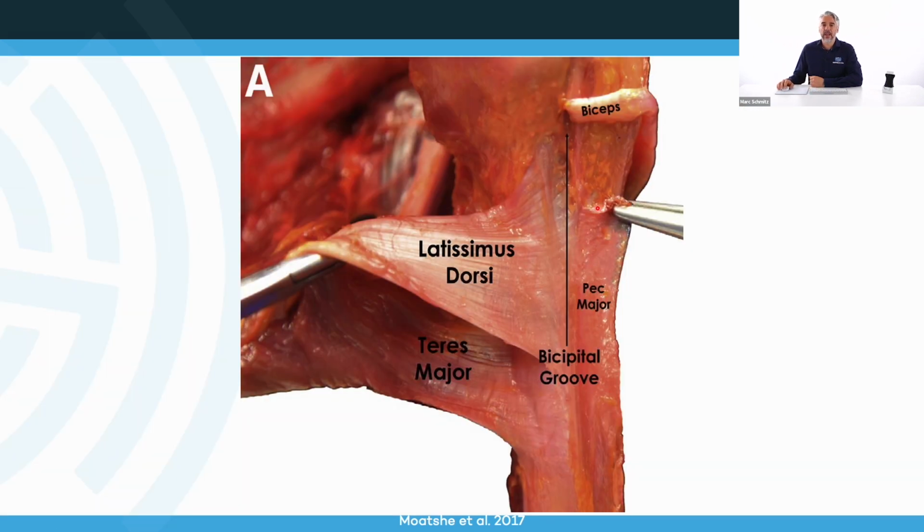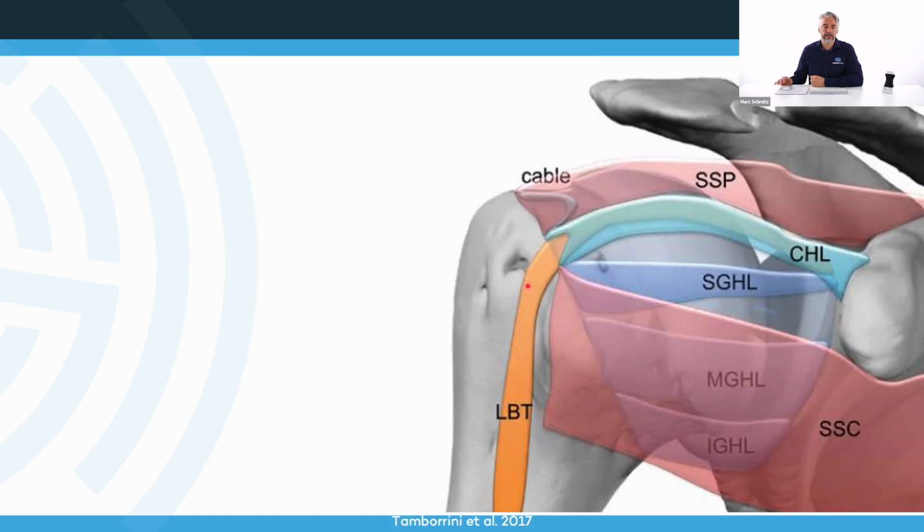Here you can see a cadaveric slide with the latissimus dorsi. So many people think latissimus dorsi near the long head of the biceps. That can be right, as you can see, because this is the bicipital groove containing usually the biceps. This is the attachment point for the pectoralis major, and the other side is the latissimus dorsi, and the biceps is really in between those two muscular and tendinous structures.